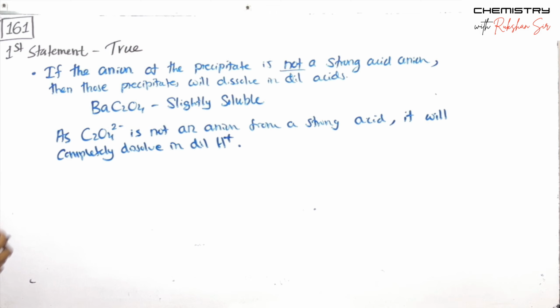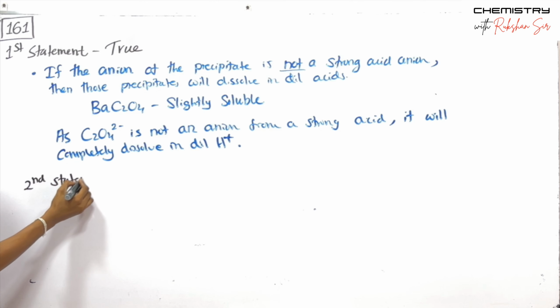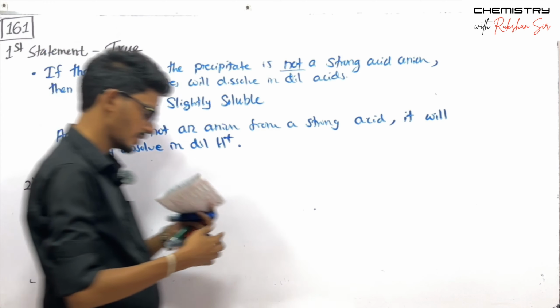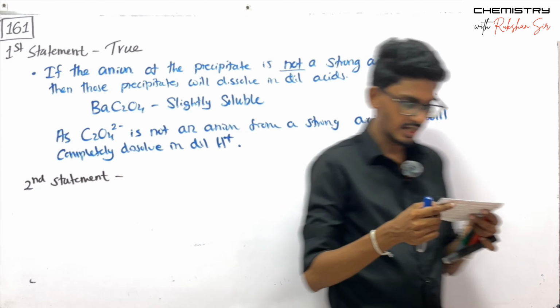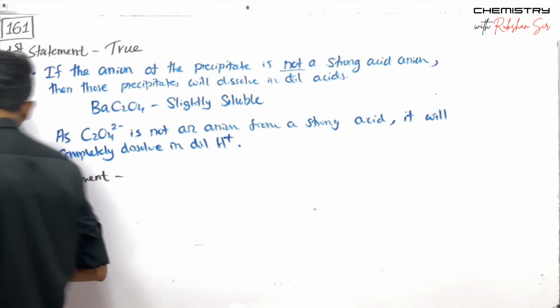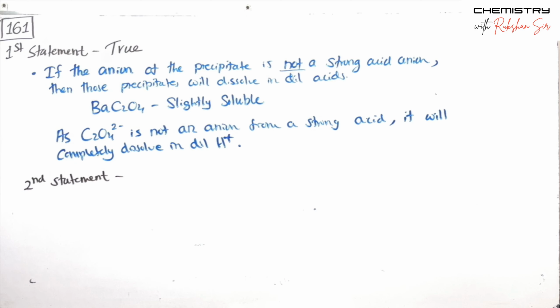So, second statement. See what it says. C2O4 2- ions could be removed by H+ ions provided by HNO3. Yes, that is the reason.